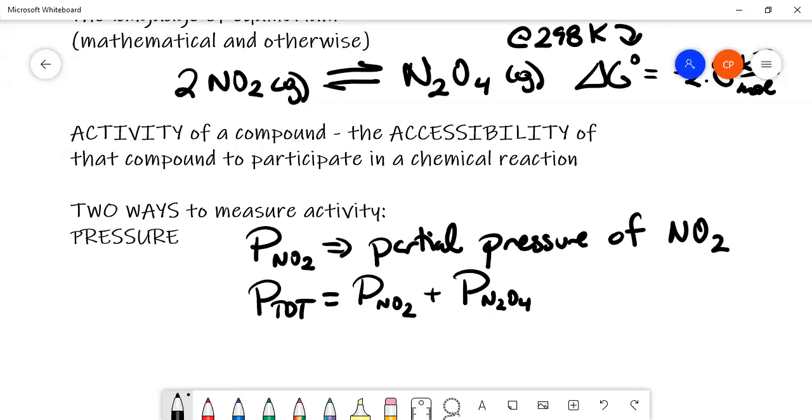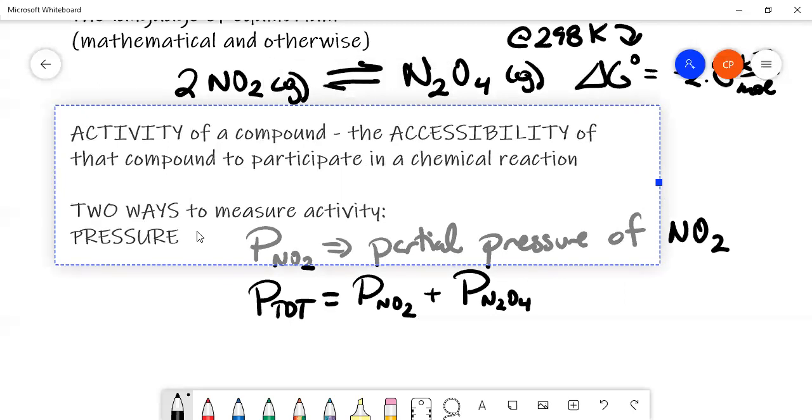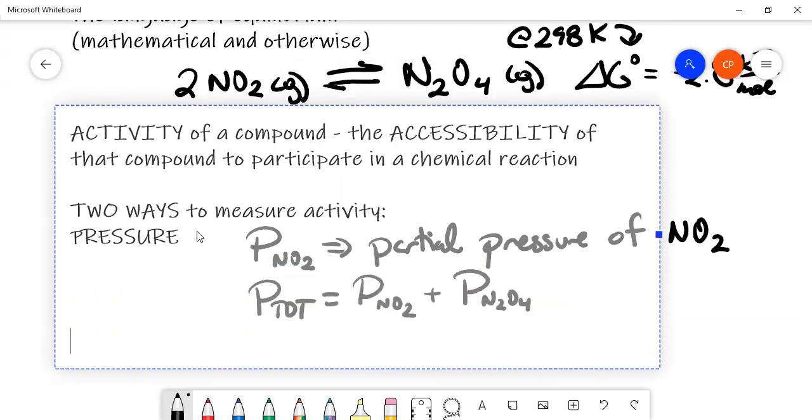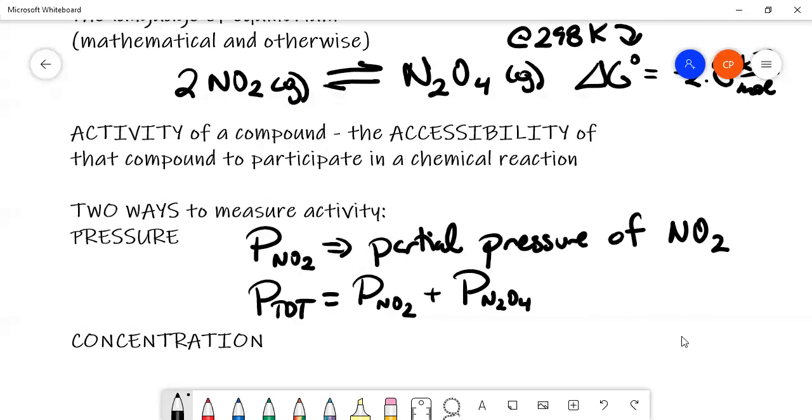Now, pressure is one way we can measure activity. It turns out to be a relatively weak way and a relatively difficult to manage way to talk about activity. We'll use it sometimes. It'll pop up in your homework every now and again. But far more frequently than pressure to measure activity, what I'm going to use is concentration as a measure of activity.